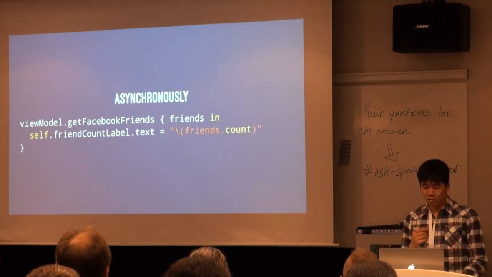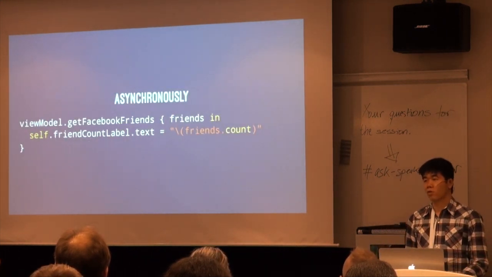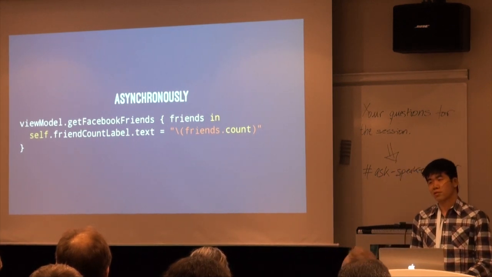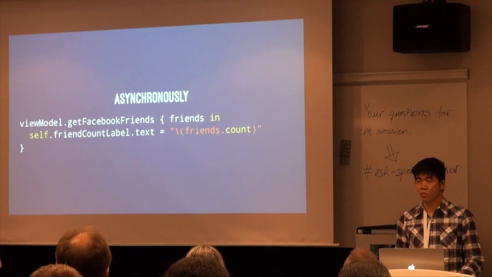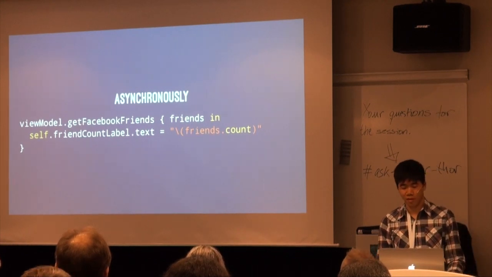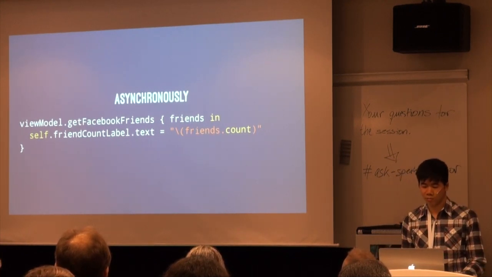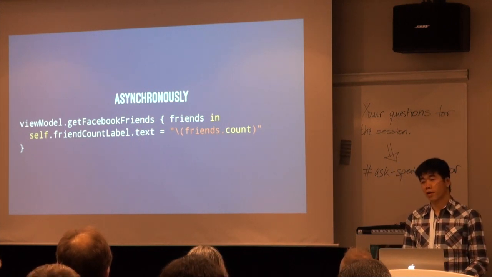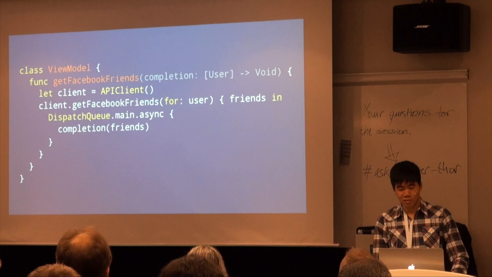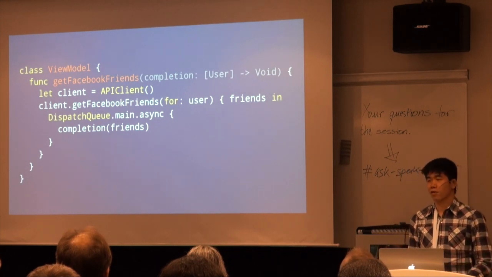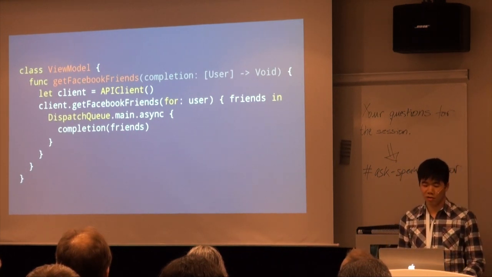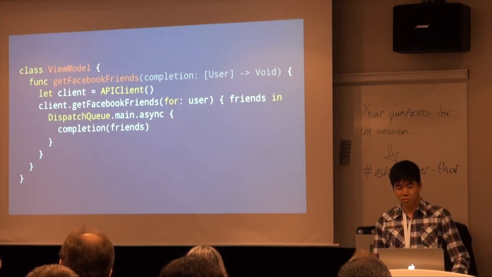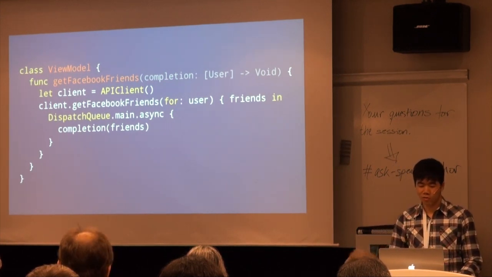What if the view model needs to do some other stuff, like to get the Facebook friends? In order to do this, it needs to talk to the Facebook API, right? So it takes time. So in order to report back, we can use a closure as a callback here. Under the hood, the view model can use other objects like the API client to do its job. The view controller doesn't care as long as the view model does its job.